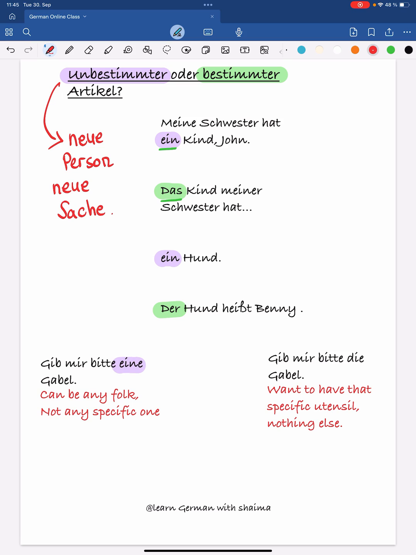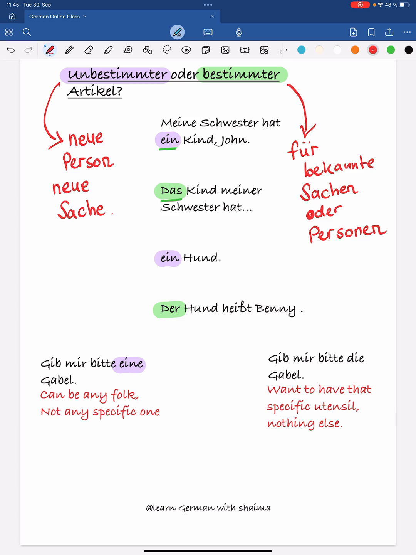And bestimmter Artikel is exactly the opposite. Bestimmter Artikel is once again die, der, das, and you use it if the person or the Sache or the thing is already bekannt. So für bekannte Sachen oder Personen. If they have been introduced in the previous sentences, then you will be using bestimmter Artikel.